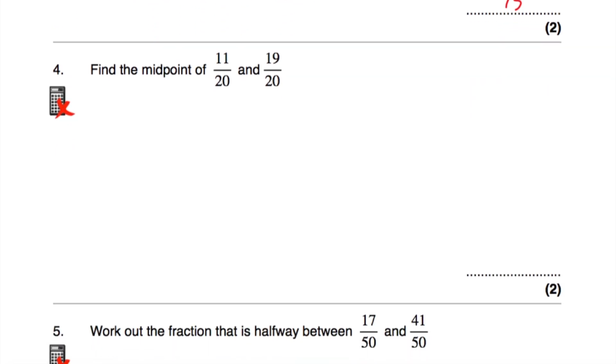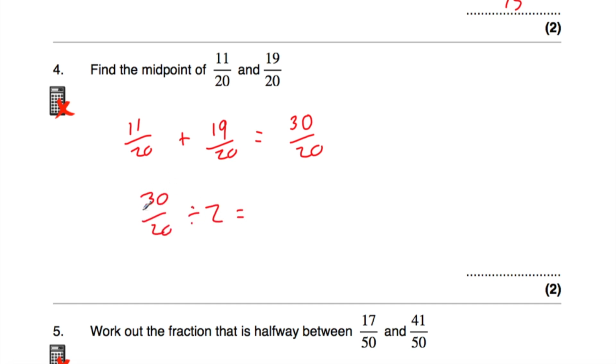So question number 4 says, find the midpoint of 11/20 and 19/20. So again, this is quite nice because they've got the same denominator, so let's just add them together, 11/20 plus 19/20. So we're going to add them together and then divide by 2. So 11/20 plus 19/20, well, that would be 30/20 because 11 plus 19 is equal to 30. So that's what we get when we add the two fractions together. Now we just need to divide by 2. So we're going to take our 30/20 and divide by 2.